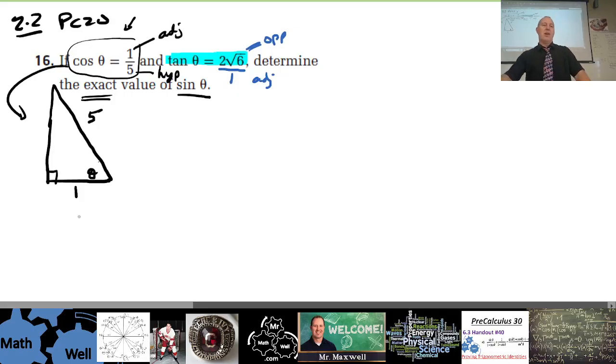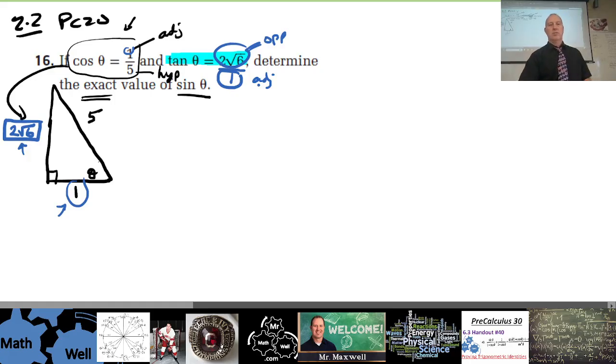Now, notice that I already have 1 as the adjacent side. So what is this value right here on my triangle? 2 root 6. Oh, yeah. Because 2 root 6 is to 1. Right? And 1 is the adjacent, so TOA, opposite, right here, over adjacent, that fits. So do you see how I've used this information to draw a right triangle and to label its parts?